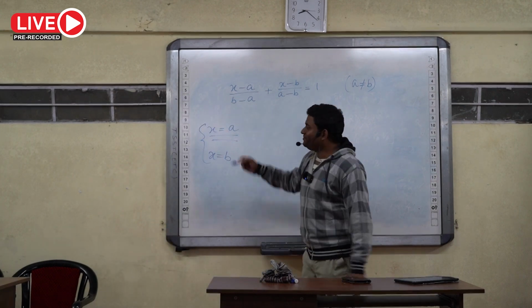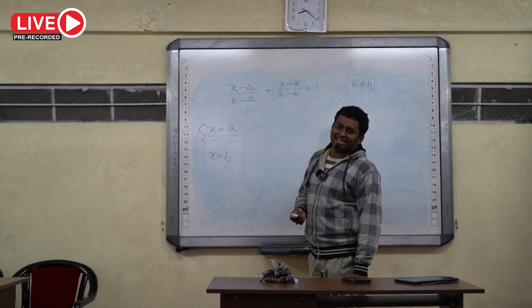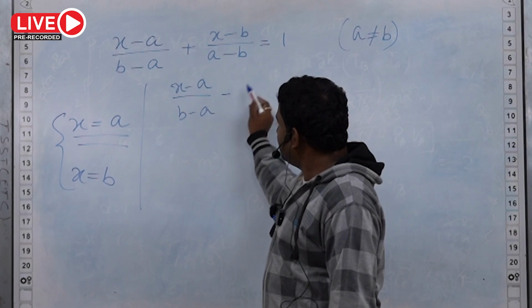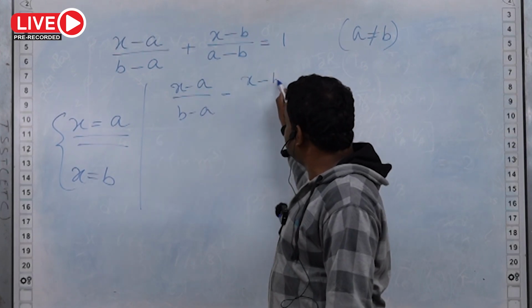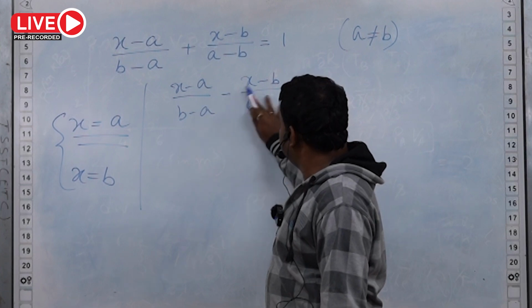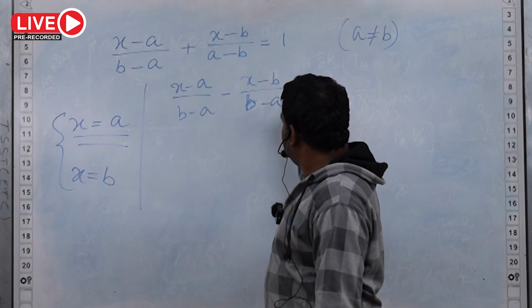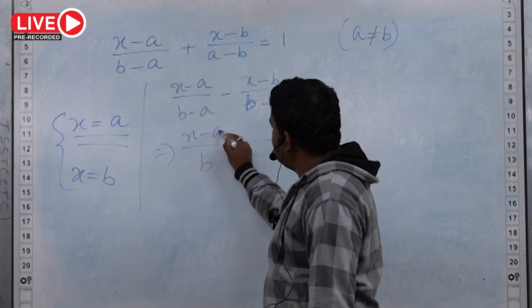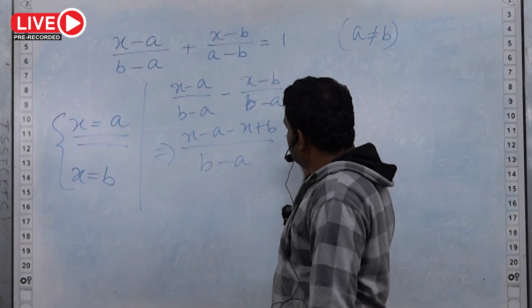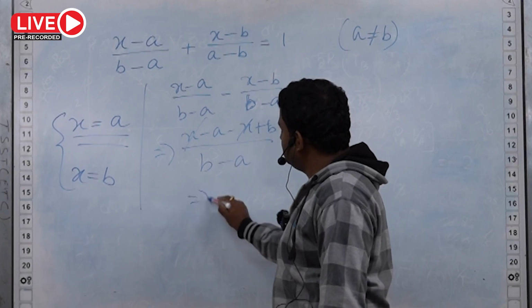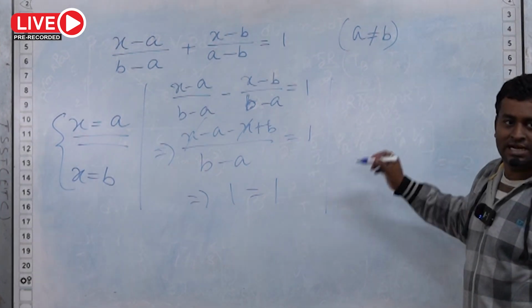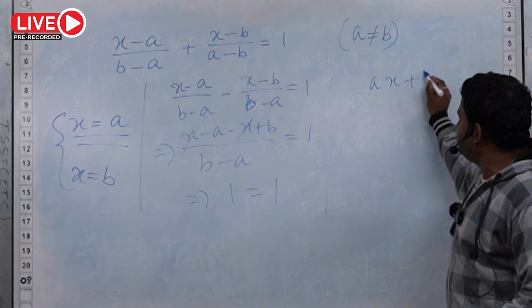See, if you try to solve this one, x will cancel from the equation. Check, x minus a by b minus a. Take minus common from the denominator, x minus b by b minus a equal to 1, and check what comes. B minus a, x minus a minus x plus b equal to 1. X cancels. B minus a by b minus a means 1 equal to 1, which is always true. That is an identity.